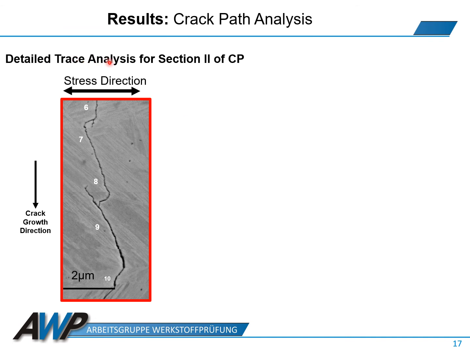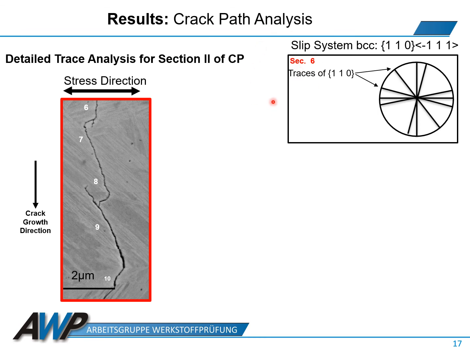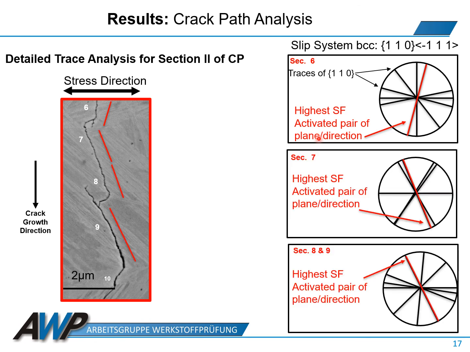The trace analysis for points 6 to 10 corresponds to section 2 of the crack path that was already represented in a previous slide and will be described here in detail. Starting from point 6, all the traces corresponding to the slip plane 110 for the bainitic ferrite were plotted, and among all, the theoretically activated pair of the plane and direction through which the crack growth occurred was identified from the EBSD data. The process was repeated for points 7 to 9, where the selected traces, as can be seen, overlapped the crack profile as mentioned before.